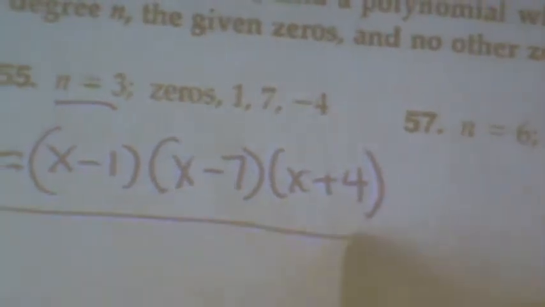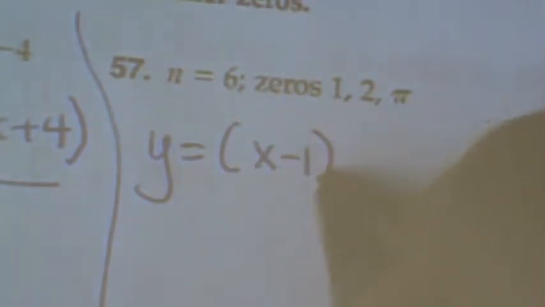Number 55 through 58, well actually 55 and 57 on this, there's more than one possible answer. Well, this one, there's only one answer. If the degree is a 3, they say n is 3, that's the degree, and I give you these 3 answers, your polynomial will look like this: x minus 1, x minus 7, and x plus 4. That's a degree of 3. That's the only answer it could be on that one.